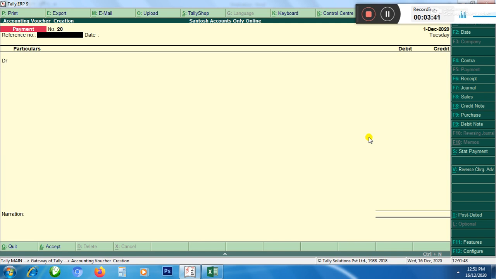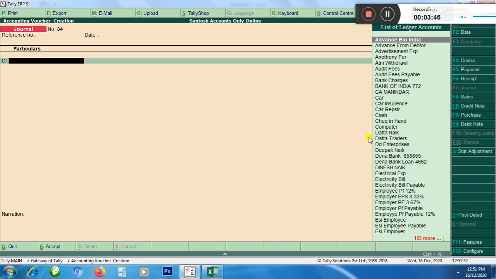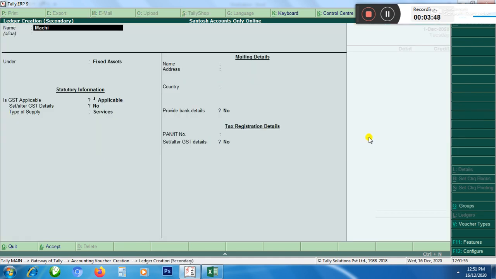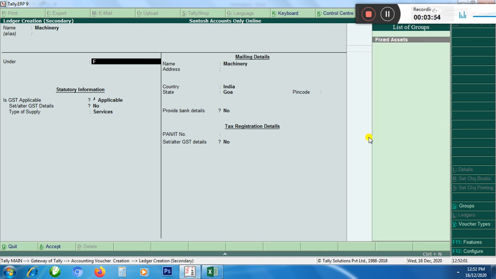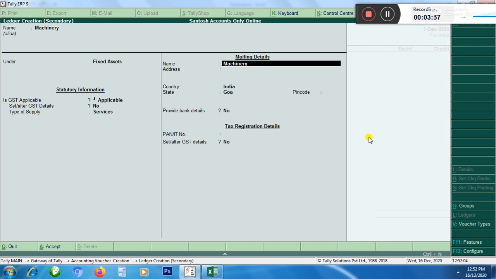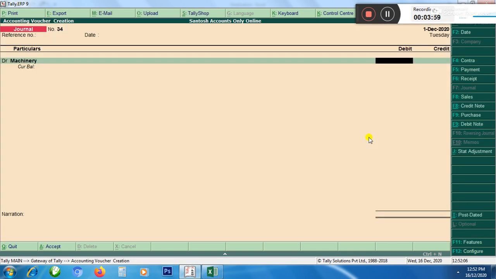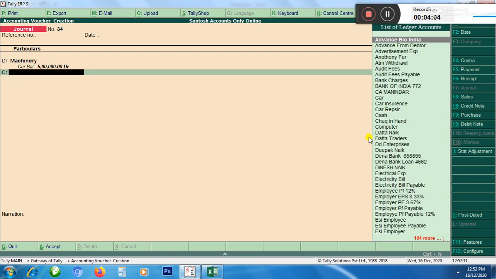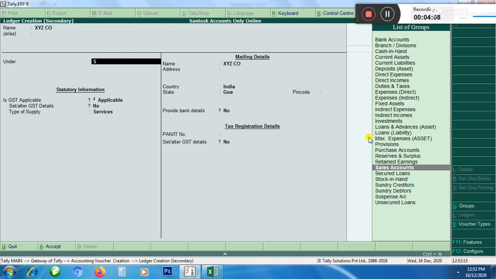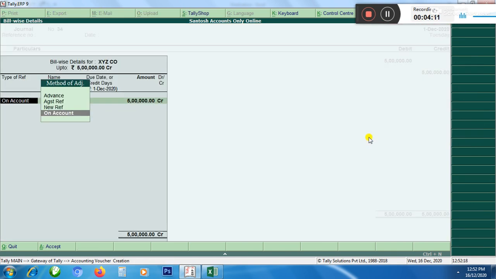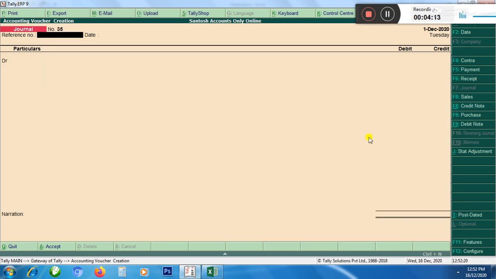Suppose we purchase one machinery also. So I'll pass the journal entry for the machinery. Machinery account debit under indirect fixed assets, under fixed assets. I'm not entering the GST part. Say machinery of 5 lakh, and credit what? Say from XYZ Company, sundry creditors. So these are the entries I have already passed in the accounts during the financial year.